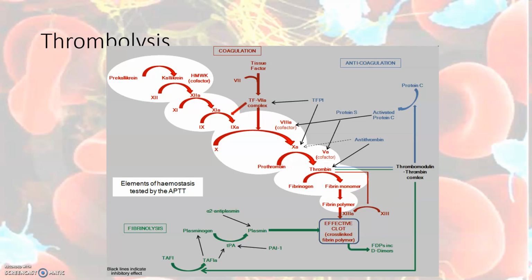This slide just expands on what we've been talking about to show the thrombolytic pathway, the activation of plasminogen to produce plasmin, which acts on the mature clot to break it down, producing fibrin degradation products and D-dimer.